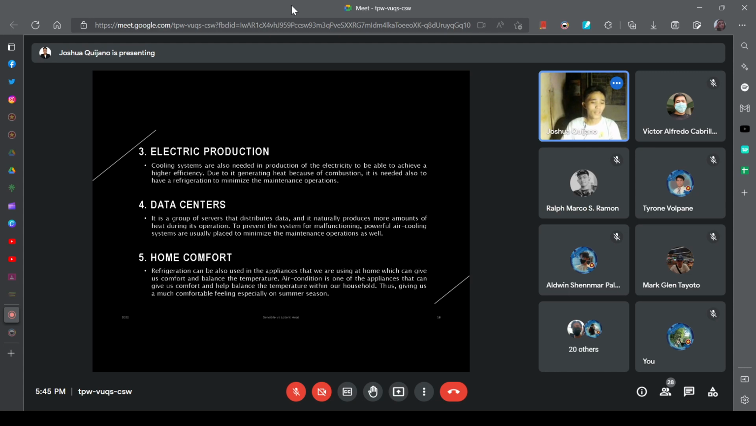Home comfort. Refrigeration can be also used in the appliances that we are using at home, which can give us comfort and balance the temperature. Air condition is one of the appliances that can give us a comfort and help balance the temperature within our household, especially during the summer days. So thus giving us a much comfortable feeling, especially in summer season.